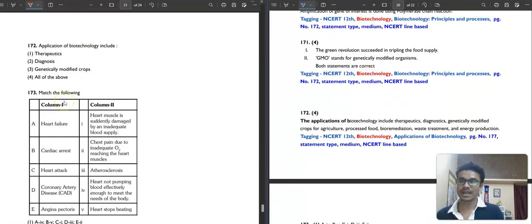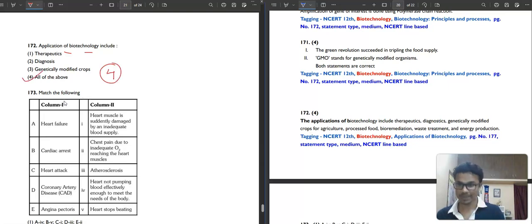It is saying that applications of biotechnology include therapeutics, diagnostics, genetically modified crops for agriculture, processed food, bioremediation, waste management and energy production. So the fourth option, all of the above, is your correct answer.